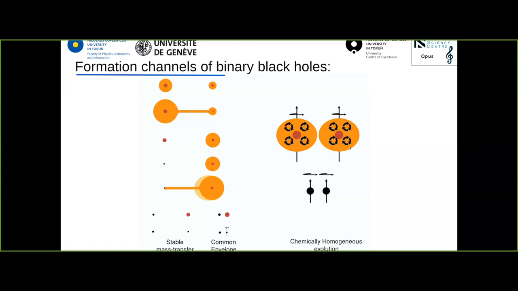Also, I'm considering here a binary which is chemically homogeneously evolving, where both of the stars are chemically homogeneous and they are tidally locked with each other. These two stars are rotationally mixed and rotationally locked, and they don't evolve off as red supergiants. Rather, they collapse directly into black holes.